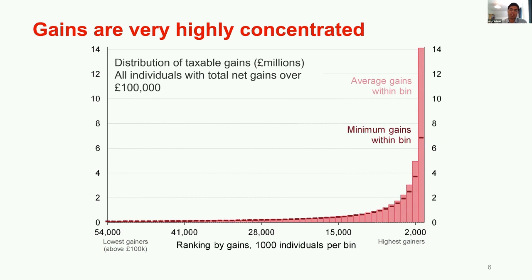It's really going to affect the way we think about inequality, because capital gains are much more concentrated than something like income, which most adults will have some. You can see the rightmost bar is people with an average gain of £14 million in a single year. The minimum gain to be in that top 1,000 people is about £7 million. So it's incredible concentration here.